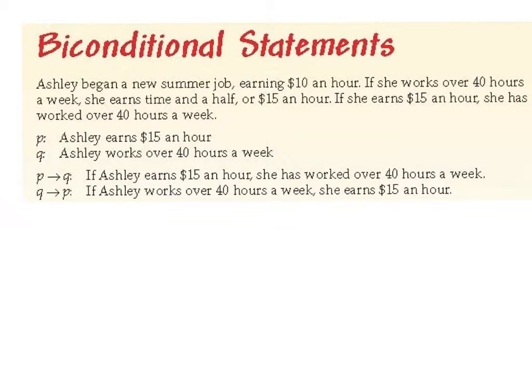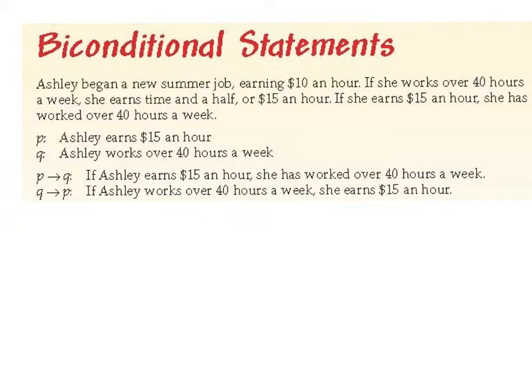Ashley began a new summer job earning $10 an hour. If she works over 40 hours a week, she earns time and a half or $15 an hour. If she earns $15 an hour, then she has worked over 40 hours a week.